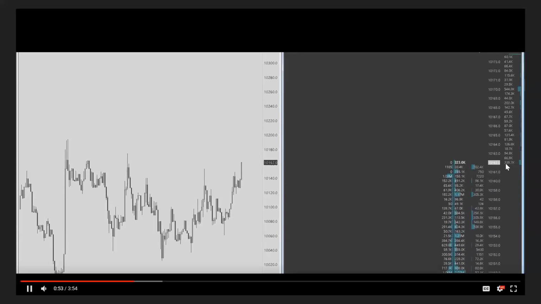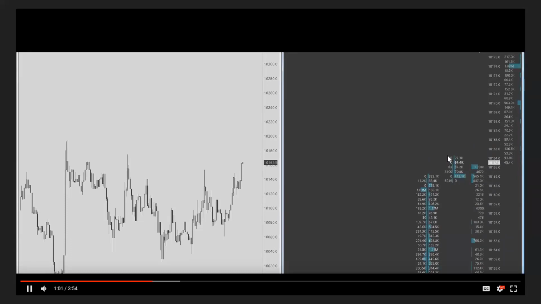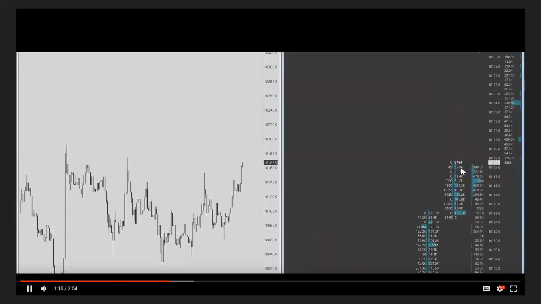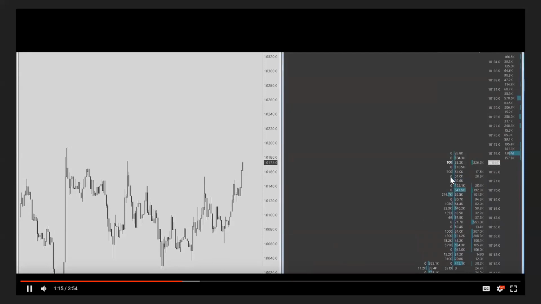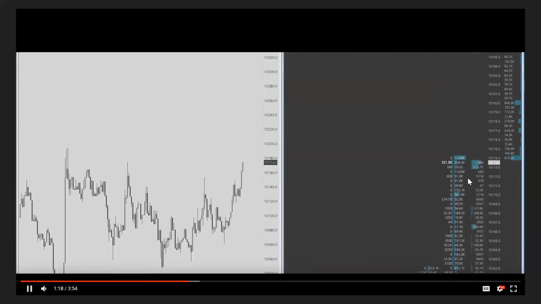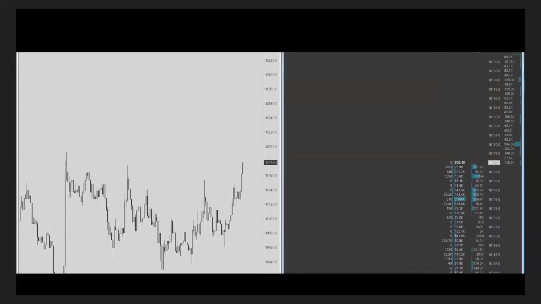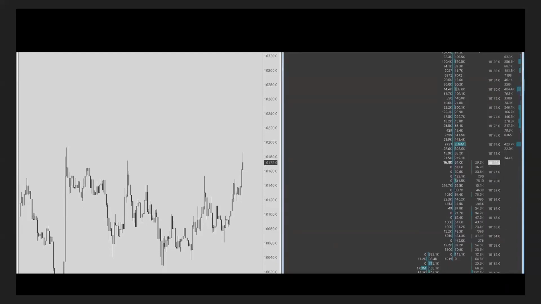So on the DOM here, you can see how much liquidity is currently sitting at each price level, and the footprint just records transacted volume. So it records the consumption of liquidity. And basically lets you see inside the bar to see exactly how it was formed or is being formed in real time.